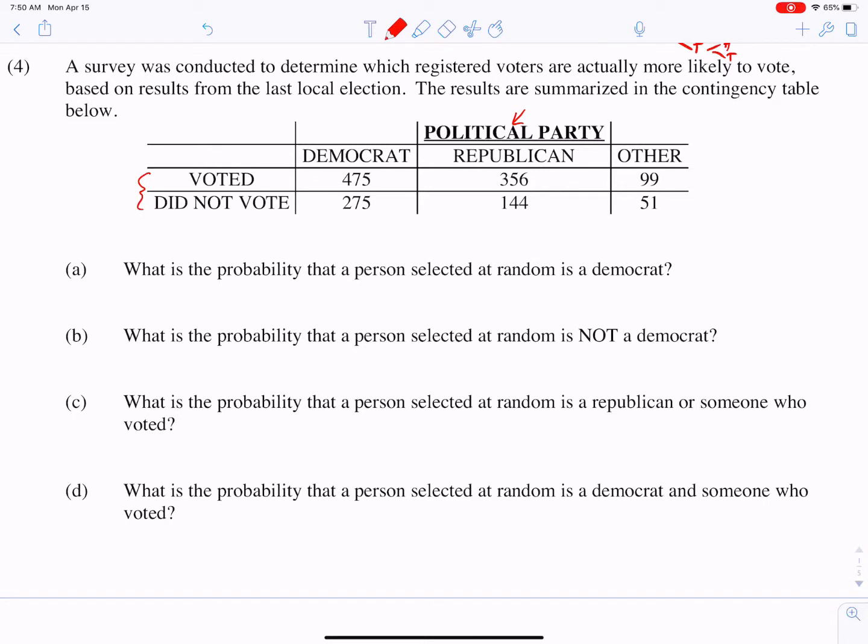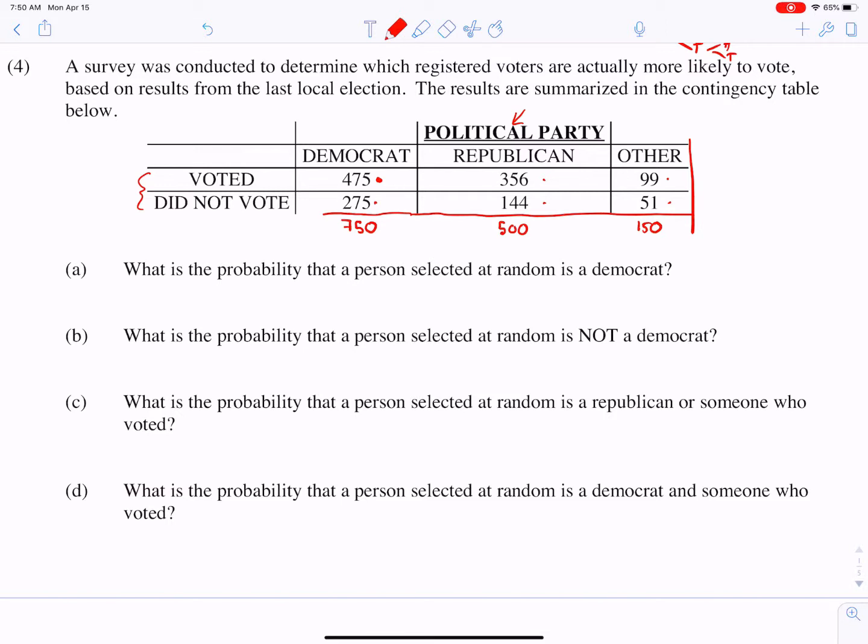And so the first thing that you want to do with any contingency table is to find the totals for each group. So for example, the Democrats, these 475 and these 275, the total for those is 750. And we may need that 750 at some point. If I continue this across here, the Republicans, 356 plus 144 is 500. And the other, these would be independents or Green Party, but just not Democrats or Republicans, 99 plus 51 is equal to 150.